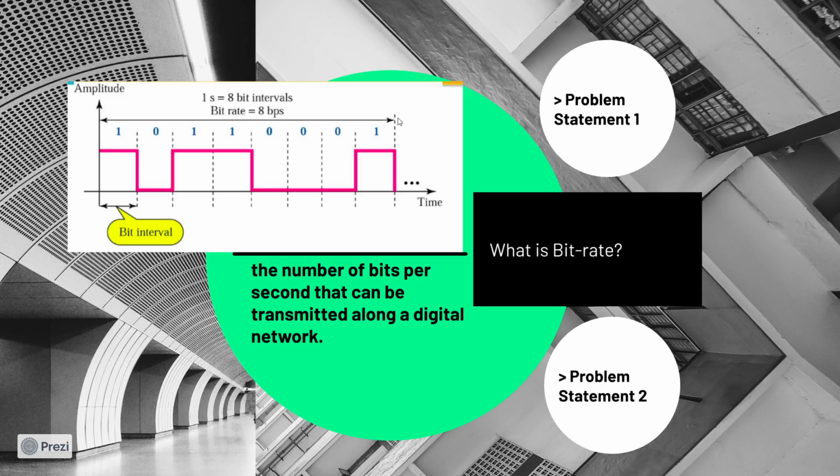The whole time is this 1 second. Now count the bits: 1, 2, 3, 4, 5, 6, 7, 8. So in 1 second, there are 8 bits which are getting transmitted, right? So the bit rate will be 8 bits per second. Here the unit is bps, which means bits per second.